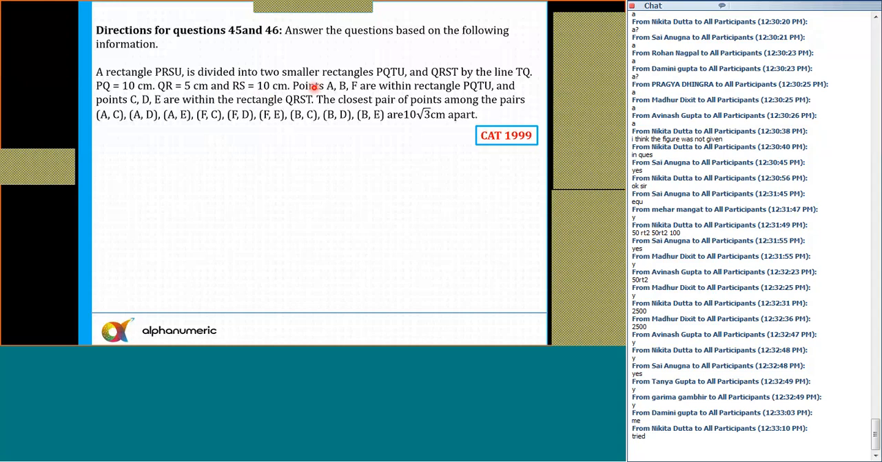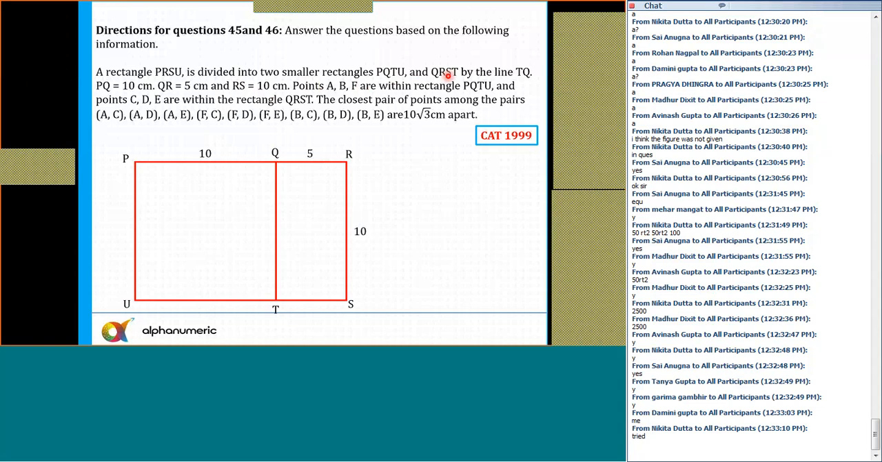PQRSTU is divided into two smaller rectangles. Okay, so I can say this is the case. There is a bigger rectangle, and it's divided into two smaller rectangles, that is PQTU and then QRST, by the line TQ. This is the line TQ. PQ is equal to 10 units, QR is equal to 5 units, RS is equal to 10.